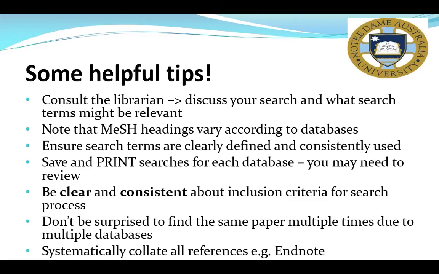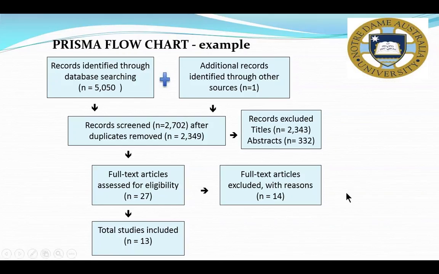This was my flow chart as a result of my systematic review. I found 5,050 papers, and there was one other paper that someone alerted me to. And then I removed the duplicates, which was 2,349, and that left me with a total of 2,702. And then I looked at the title abstracts and excluded them on the titles, and I've got an example of a title here.